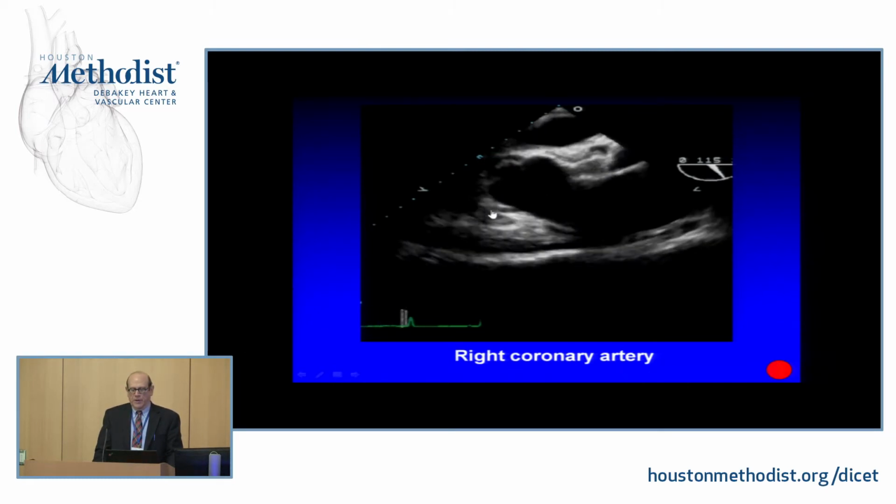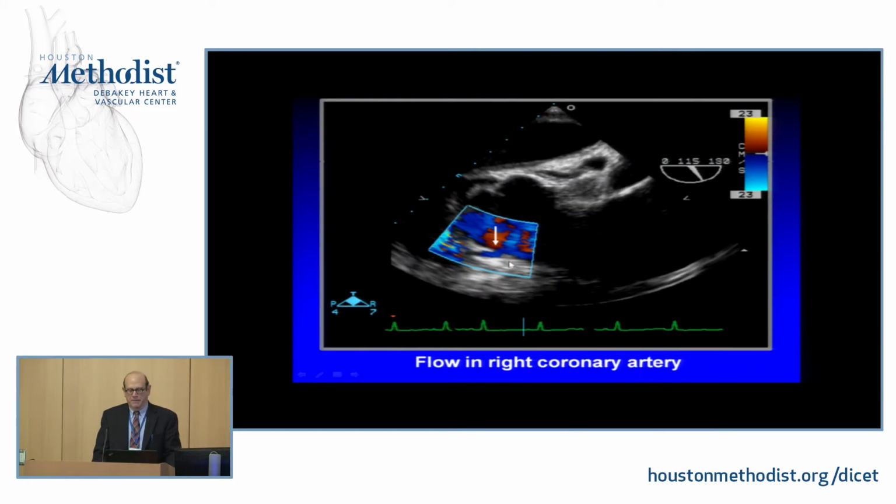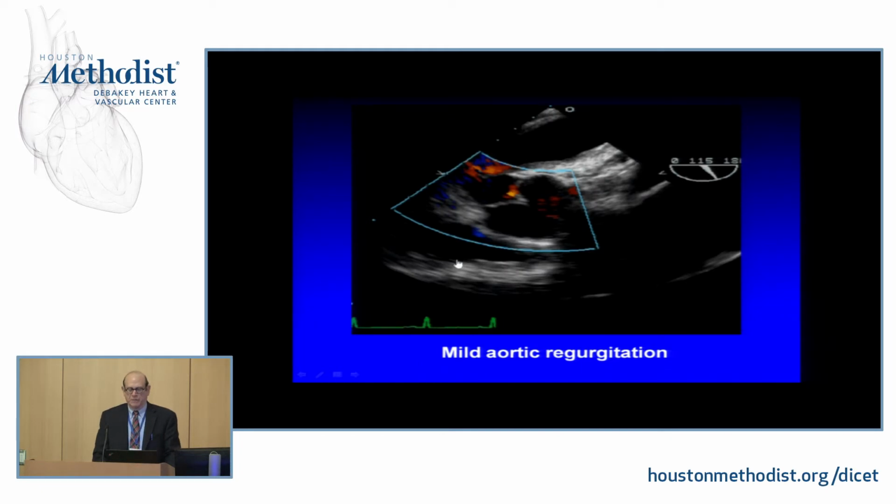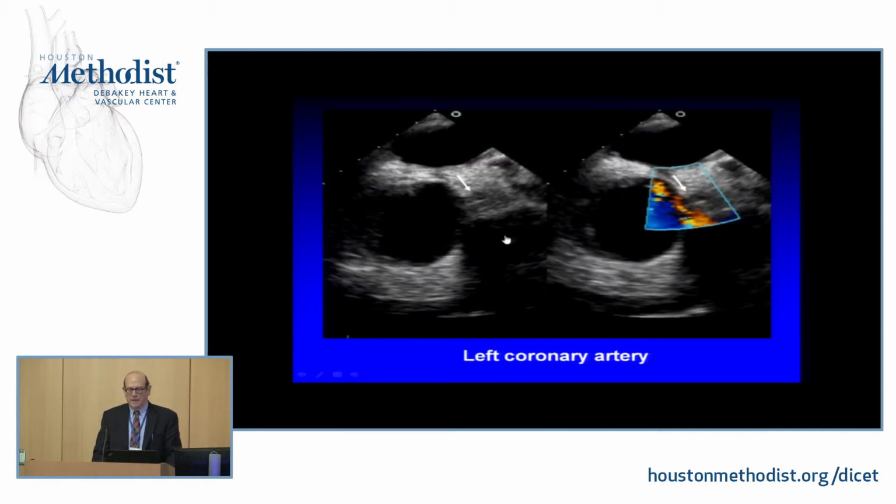Here we're focusing on and illustrating the right coronary artery, and we always try to identify these and illustrate flow into them to make sure the dissection doesn't involve them. He had only mild aortic regurgitation. I'm not sure why this is not playing, but there was only mild aortic regurgitation. The left coronary artery is illustrated here.